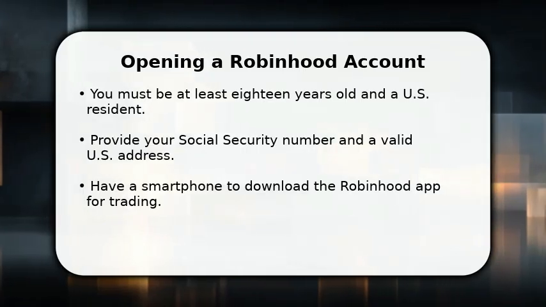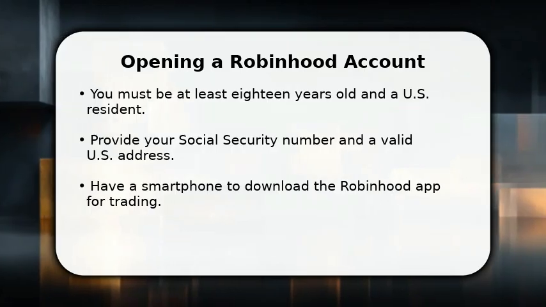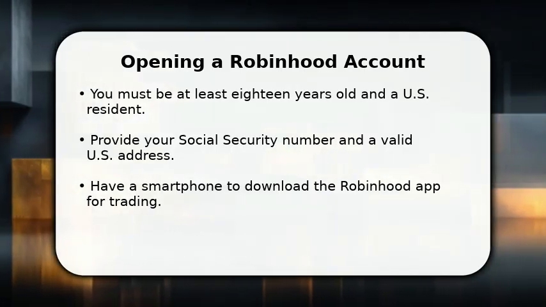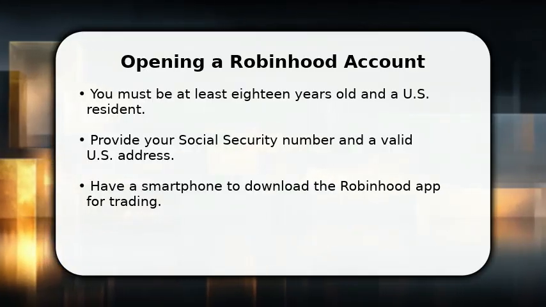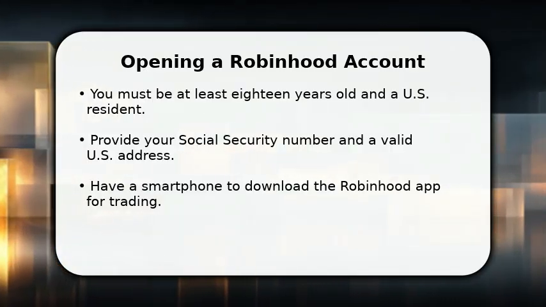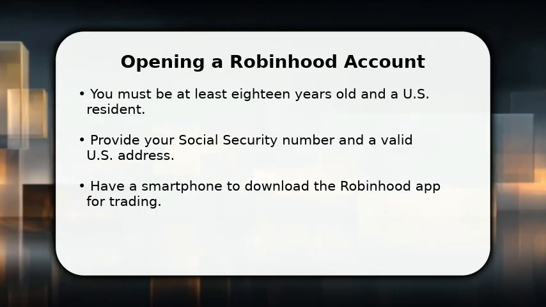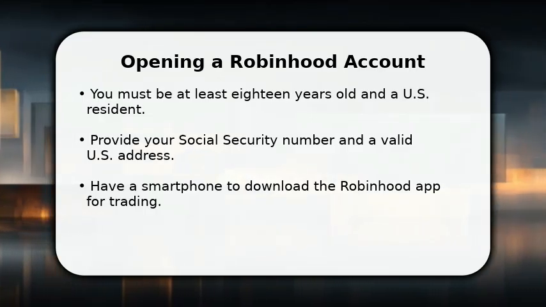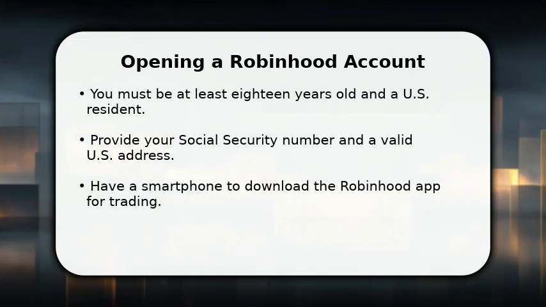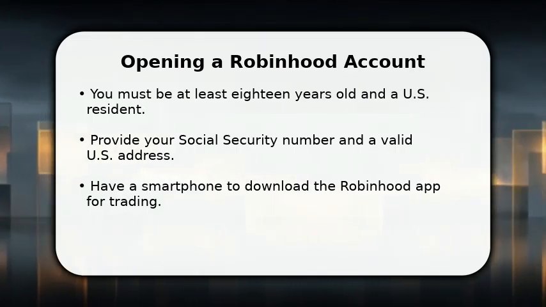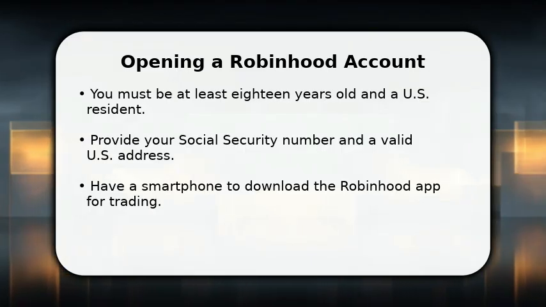In this video, I will explain how to open a Robinhood trading account. First, ensure you meet the basic requirements. You need to be at least 18 years old and a U.S. resident. You'll also need your social security number and a valid U.S. address. Make sure you have a smartphone ready to download the Robinhood app, as it's essential for managing your investments. These steps are crucial for a smooth setup.